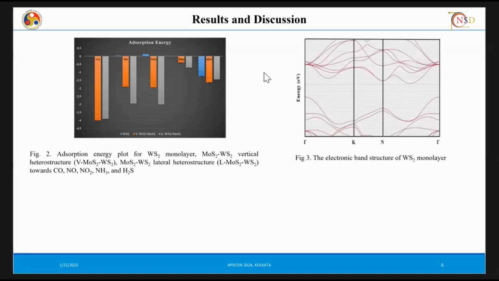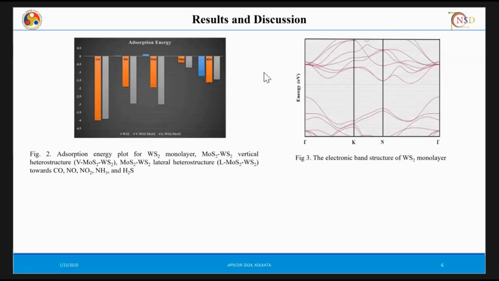Here we can see I have plotted all the units, the pristine material as well as the lateral and vertical heterostructures, and how the adsorption energy changes in the presence of different gases. We can see the difference when pristine MoWS2 is there, where the last one, H2S introduction, is more selective compared to any other gas. For the heterostructure, blue color is the pristine one, where H2S selection is completely different from all other gases. So it's very clear that it will be responsive towards H2S.